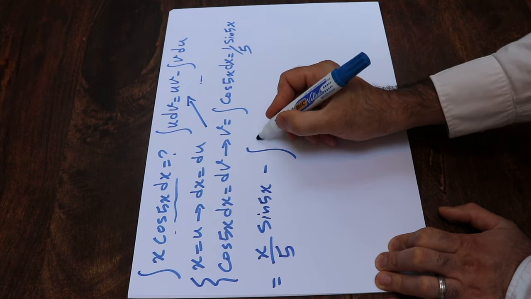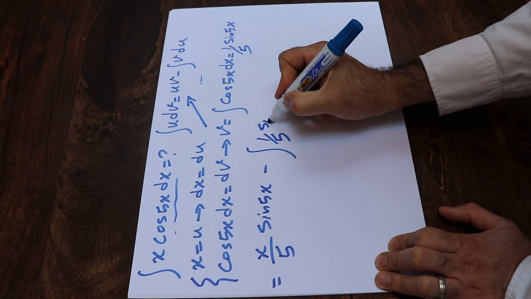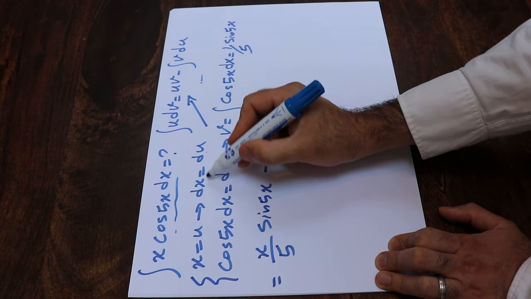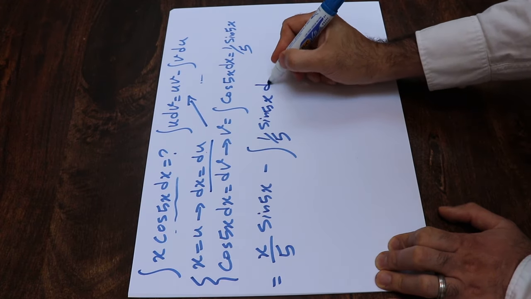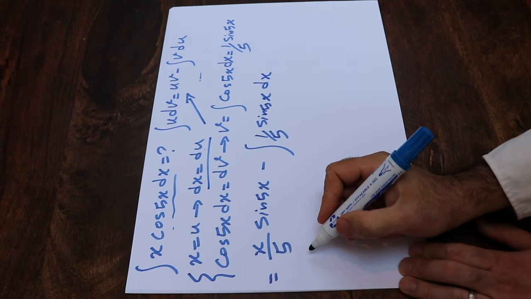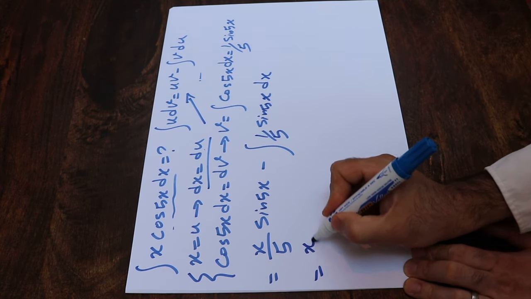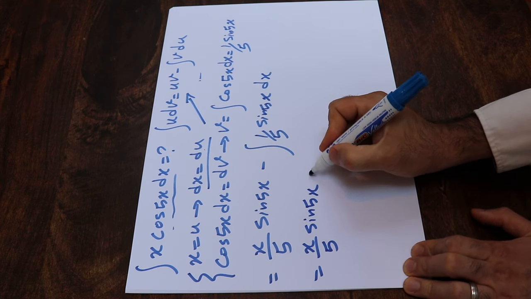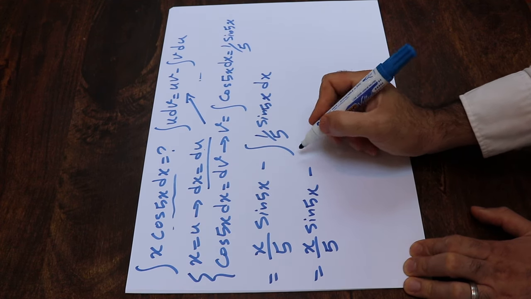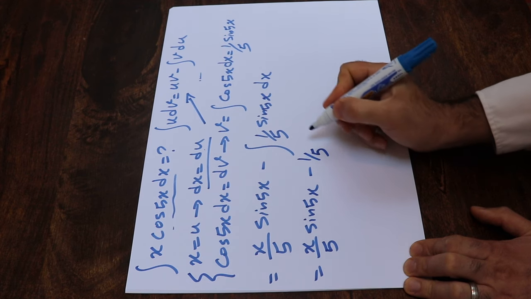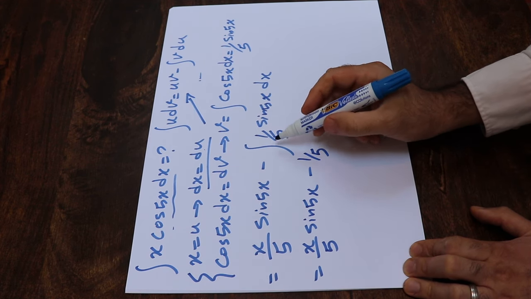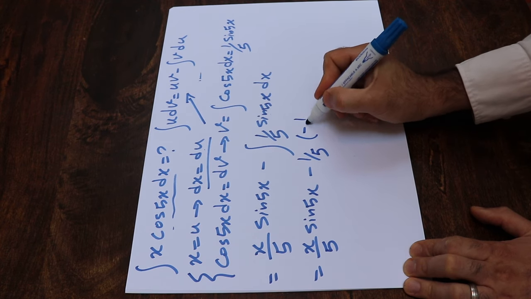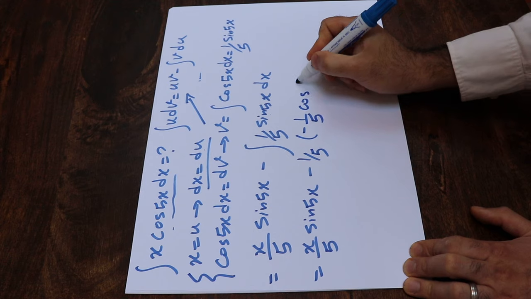du, and v is equal to 1 divided by 5 sine 5x, and du according to this equation is equal to dx, so I just simply write here dx. Therefore this integral will be equal to x divided by 5 sine 5x minus 1 divided by 5, which is a constant, I just write and take it out of the integral, and the integral of sine 5x is equal to minus 1 divided by 5 cosine 5x.